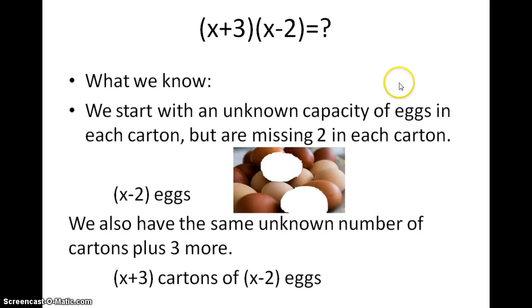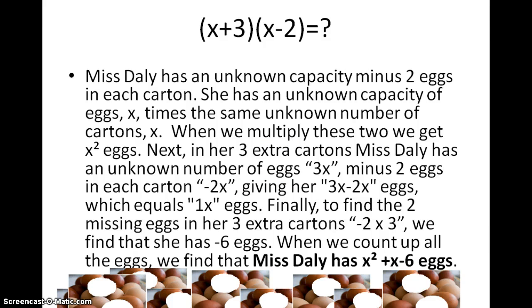So what we know, we start with an unknown capacity of eggs in each carton, but are missing 2 in each carton. So here's our unknown minus 2 eggs in each carton. We also have the same unknown number of cartons plus 3 more. So here's our unknown plus 3 cartons, and then our unknown minus 2 eggs. So let's work this out.